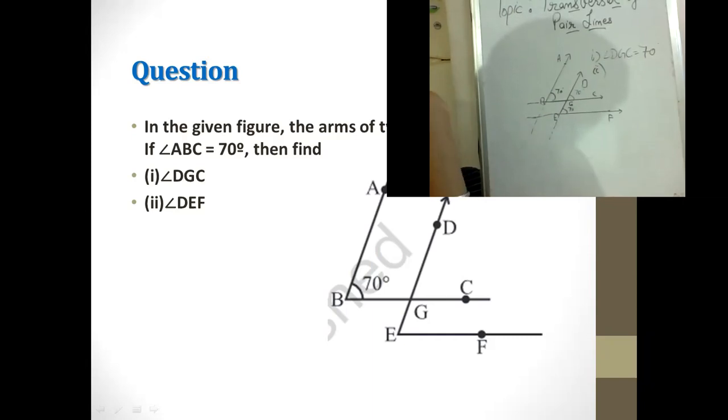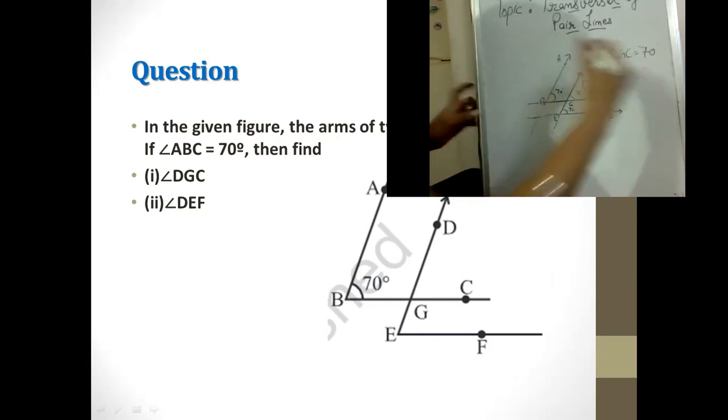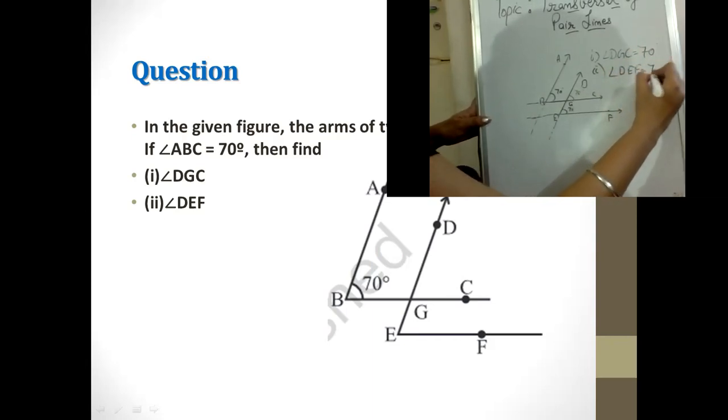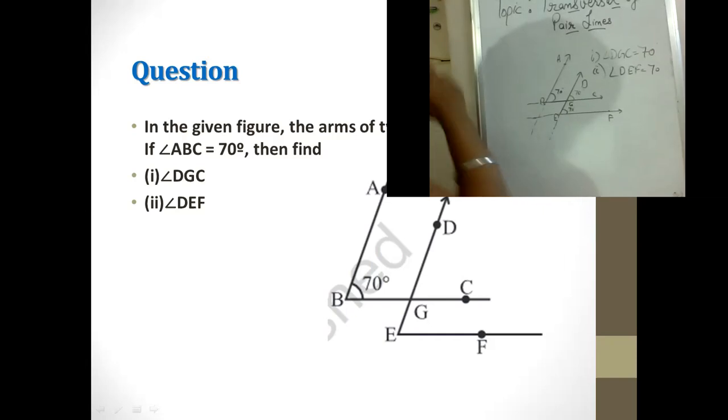What about the DEF which I already solved? Again, we can see that it would be 70 degrees by alternate interior angles. Okay. It was quite an easy question.